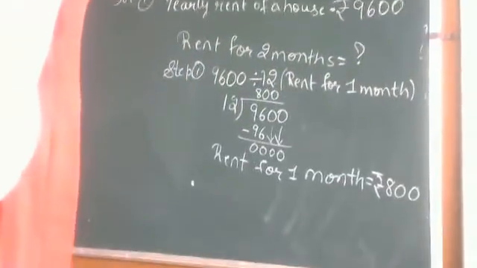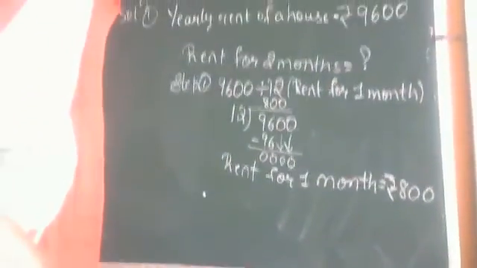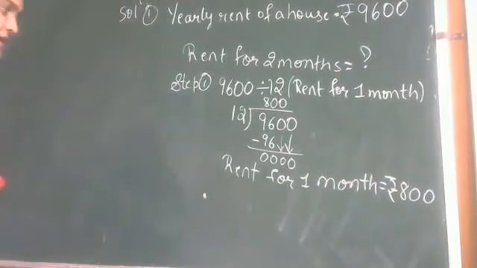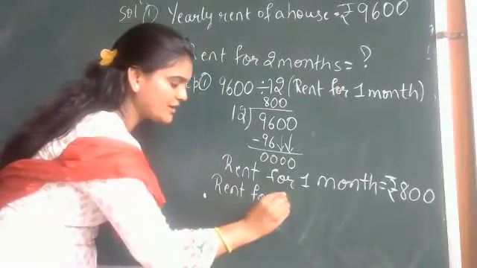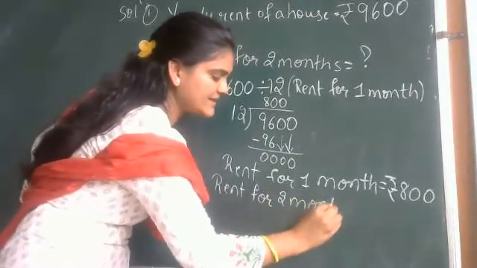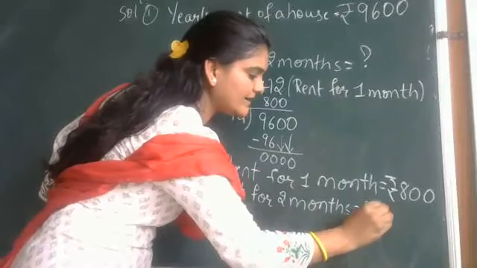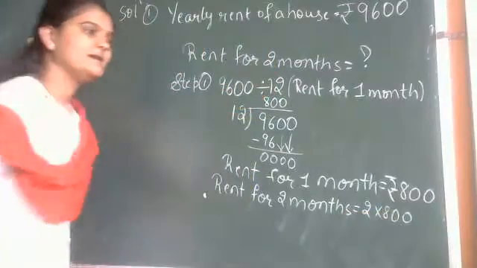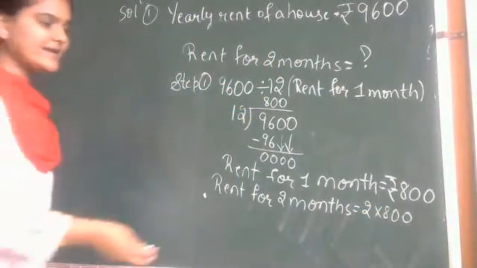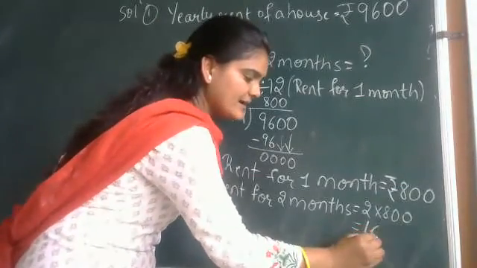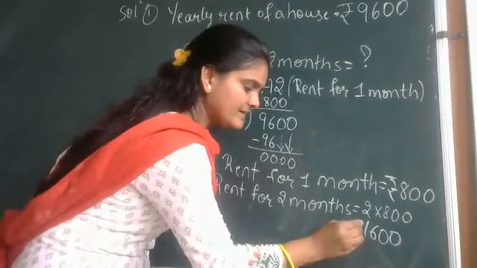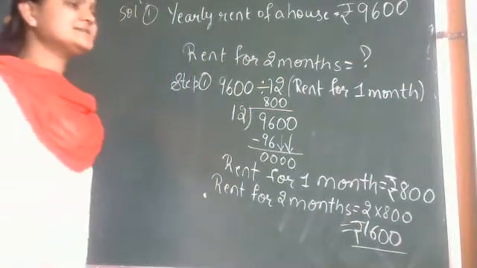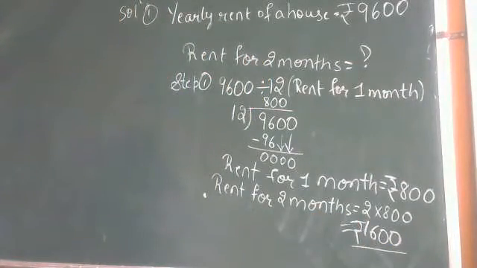Next, they have asked us the question, what is the cost for 2 months? So 1600. Yes. Rent for 2 months. 2 months it will be 2 into 800. So 2 into 800, 2 into 8 is 16 and 2 zeros as it is. So what's the answer children? It is 1600. Is it clear?